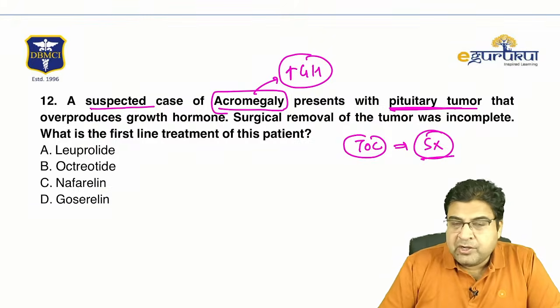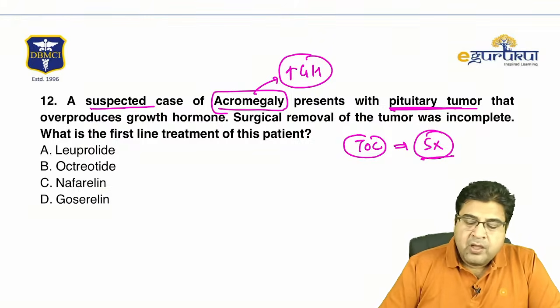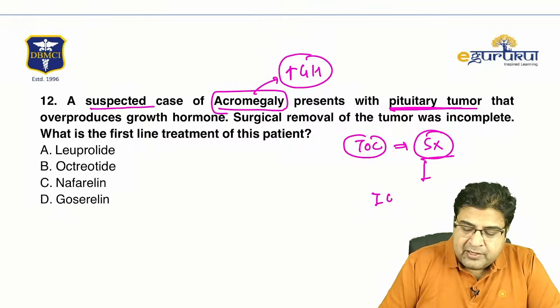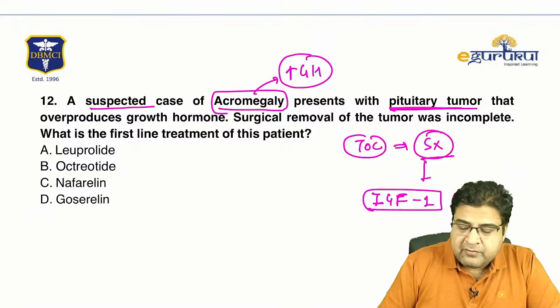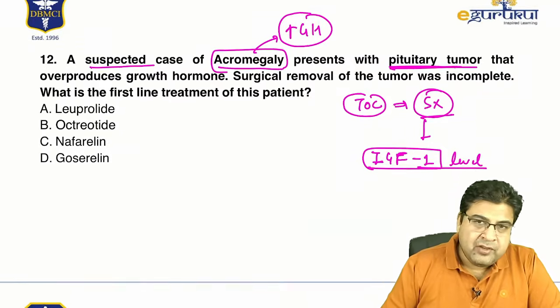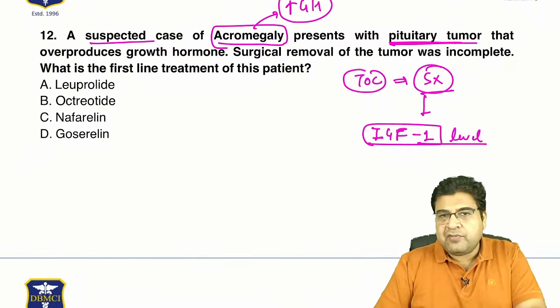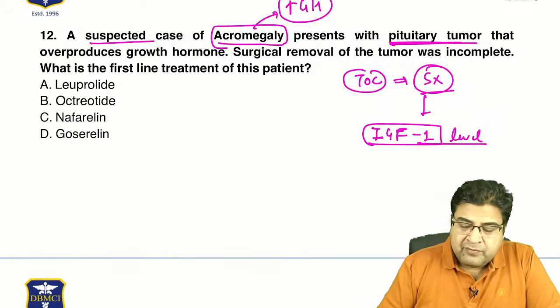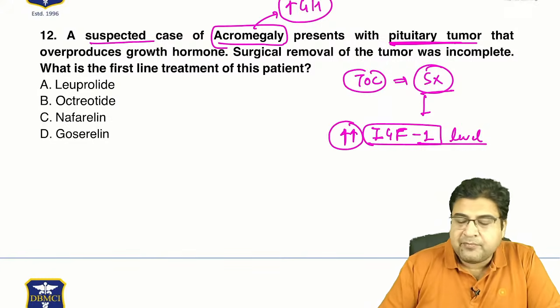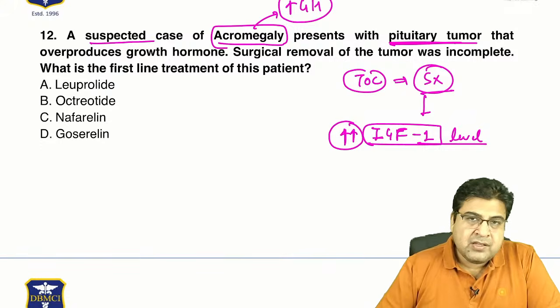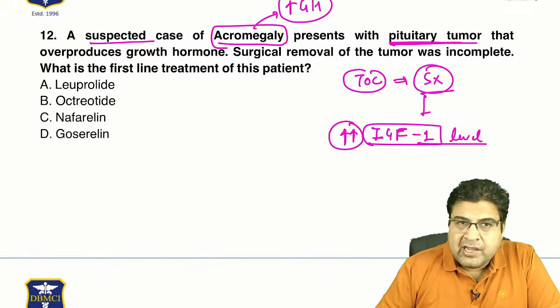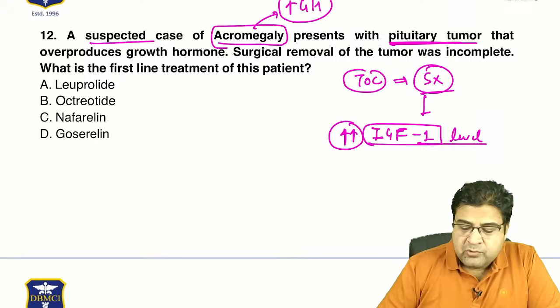So for pituitary adenoma, the best treatment is surgery. Now after doing surgery, we check the level of insulin growth factor 1. So after doing surgery, when we remove the pituitary adenoma, we check the level of IGF-1. Now in this patient, if the IGF-1 level is still high even after removing the pituitary adenoma, then we have to start with the drugs.